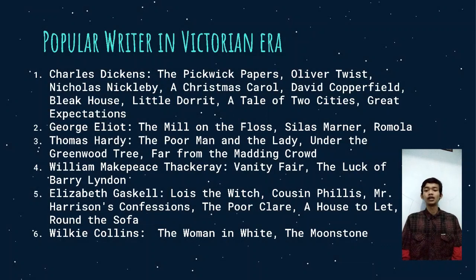Oke, jadi selanjutnya yakni popular writers in the Victorian Era. Jadi ini adalah beberapa contoh saja ya, namun tidak mencakup keseluruhan. Jadi yang pertama ya ini adalah Charles Dickens. Contoh karyanya yakni Pickwick Papers, Oliver Twist, Nicholas Nickleby, A Christmas Carol, David Copperfield, Bleak House, Little Dorrit, A Tale of Two Cities, Great Expectations. Yang kedua yakni George Eliot.